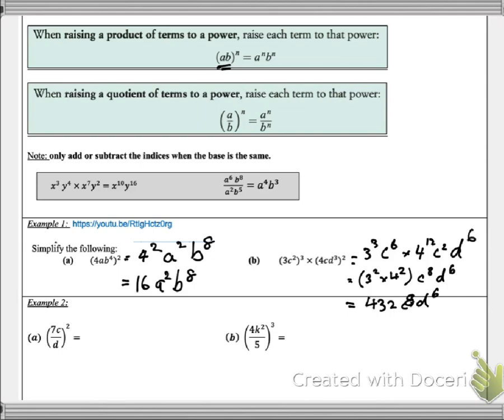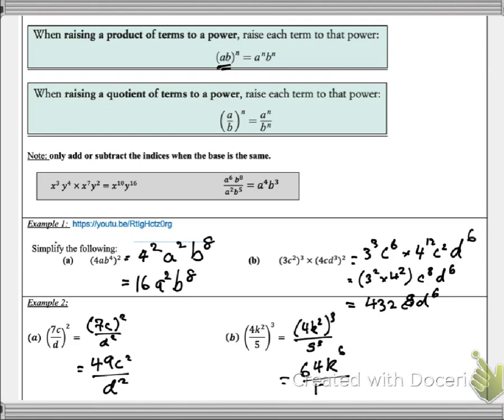When we have our quotient, 7c divided by d all squared, that means that the 7c is squared divided by the d squared. And we can expand the brackets to get 7 squared, which is 49, c squared over d squared. And then we have our 4k squared all cubed over 5 cubed. And the 4 cubed is 64, and k squared to the power of 3 is k to the power of 6. That gives us 64, k to the power of 6 over 125.